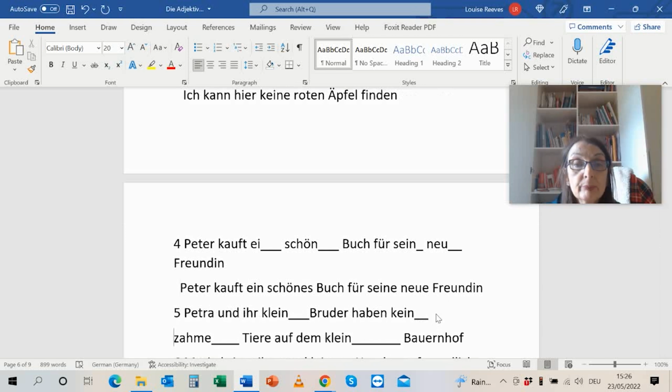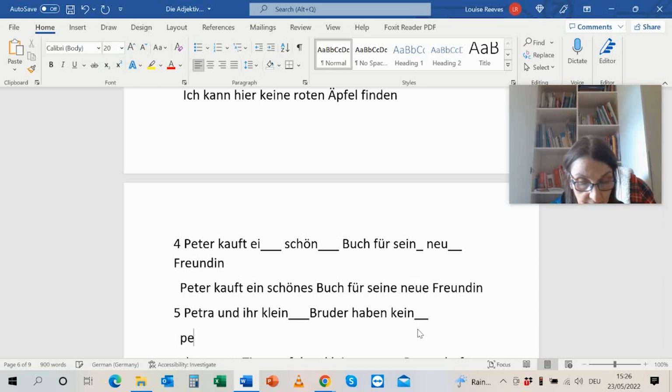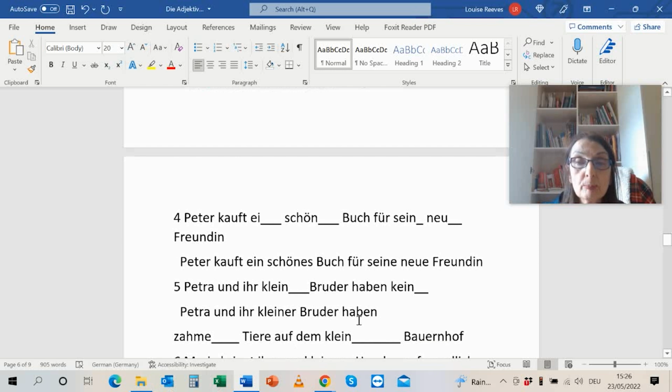This is a girl. Petra und ihr Bruder. So they're the subjects of the sentence. Haben, and what do they have? And it's in the plural, Tiere. Petra und ihr kleiner Bruder haben. They're the nominative cases, and then the verb haben. Straight after haben, you have the accusative. And what do they have not? They have no tame animals.